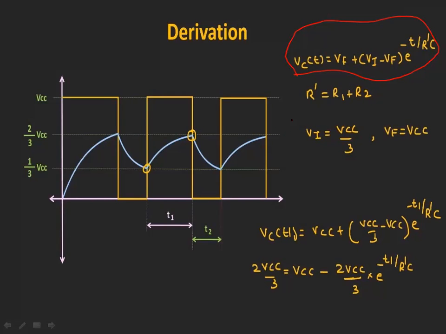So you see here the initial value. Initially the capacitor is going to start its voltage at this point, and finally it has to acquire the charge towards VCC. So finally it is going to charge towards VCC. The initial value is 1 by 3 VCC, and the final is VCC. So V initial is equal to VCC by 3, and V final is equal to VCC. So we are going to place these values in this formula.